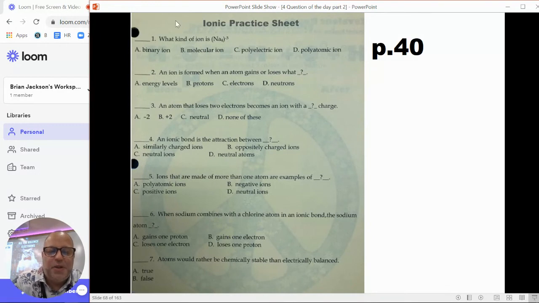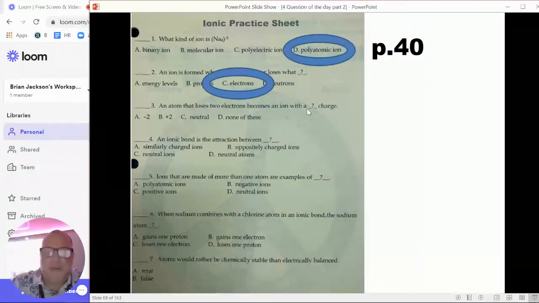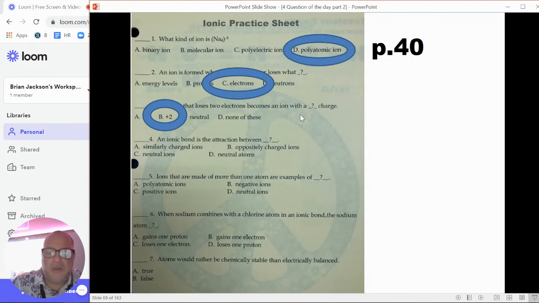So, question number 1, what kind of ion is this one right here, sodium with -3? That one's going to be polyatomic over here. Question number 2, an ion is formed when an atom gains or loses what? Well, we've been talking in this whole chapter about atoms losing and gaining electrons, right? Number 3, an atom that loses 2 electrons becomes an ion, right? Because it doesn't have the same number of electrons as protons anymore. With what charge? Well, if it loses 2 electrons, it's going to have a +2 charge.